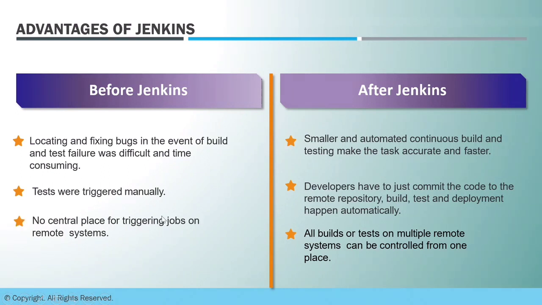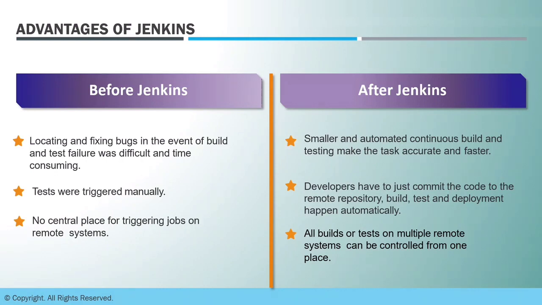Before Jenkins, there was no central place for triggering jobs on remote systems. You had to manually log into the servers or use scripts, and then deploy the jobs on the target machines. Even if you had cron jobs or anything written in a scripted manner, you needed to manually run those jobs. You needed to SSH to the machines, whether automatically using SSH commands or manually, and then trigger those jobs.